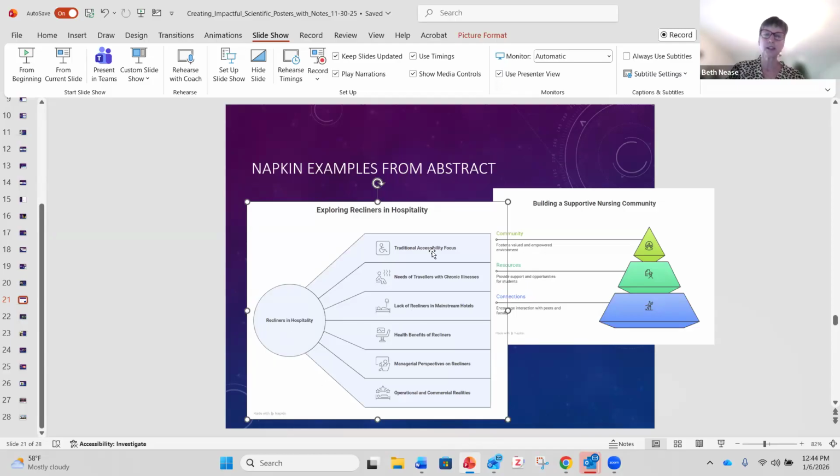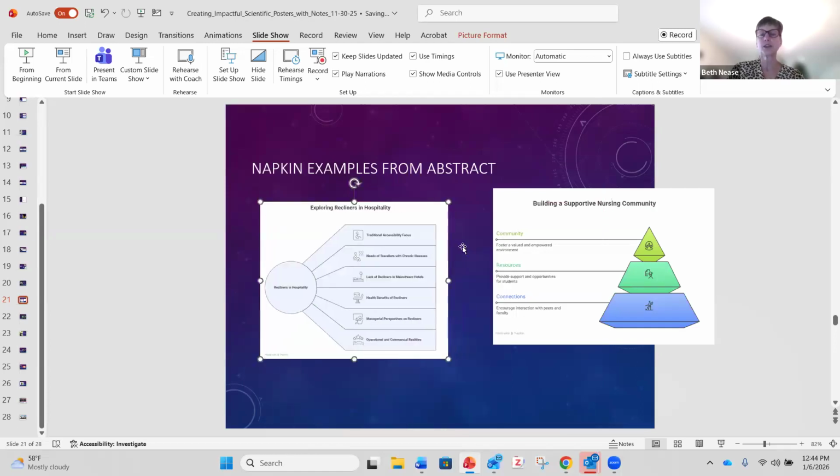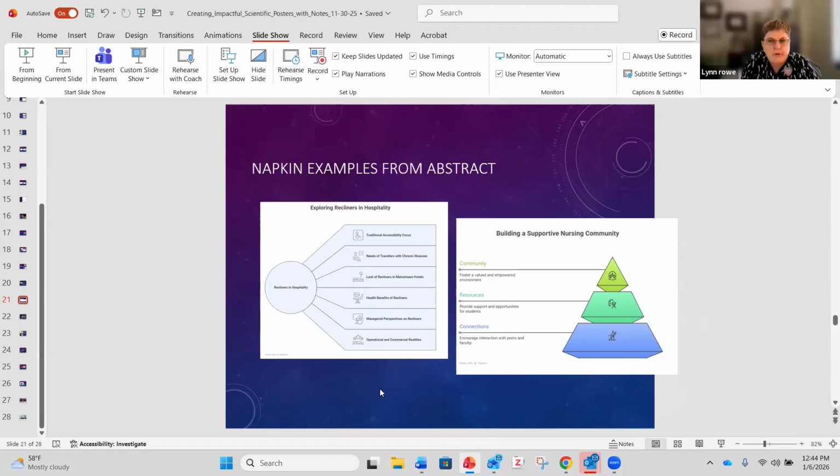So, recliners in hospitality, here are the main concepts that kind of came out of the study, and a nice little graphic to get started with. I don't know that I'll stick with that, but that's what Napkin can do for you from an abstract. Anybody else use any other tools for creating graphic images like this from text? Cool. Any other AI tools you've discovered?